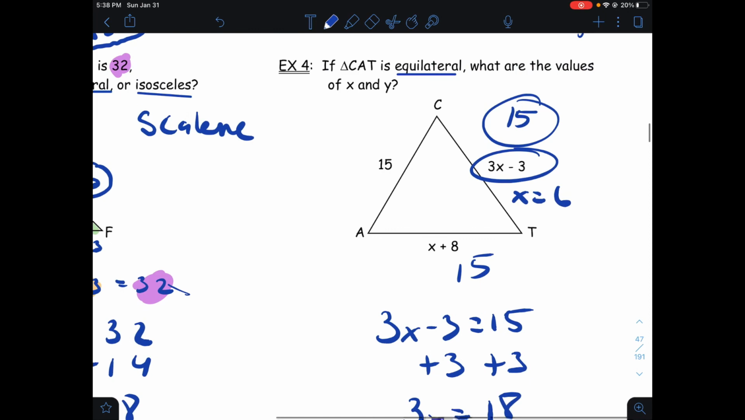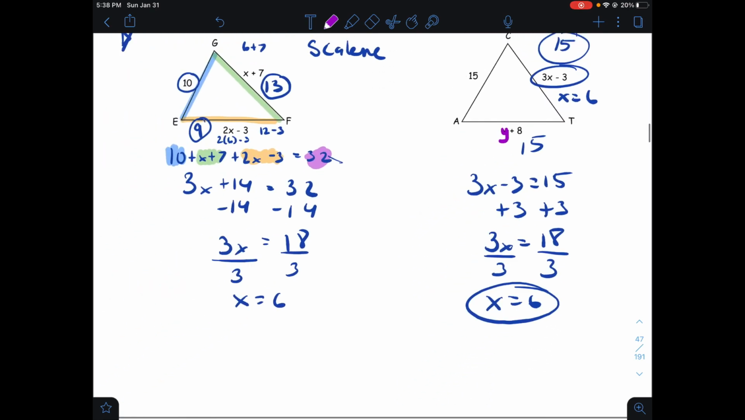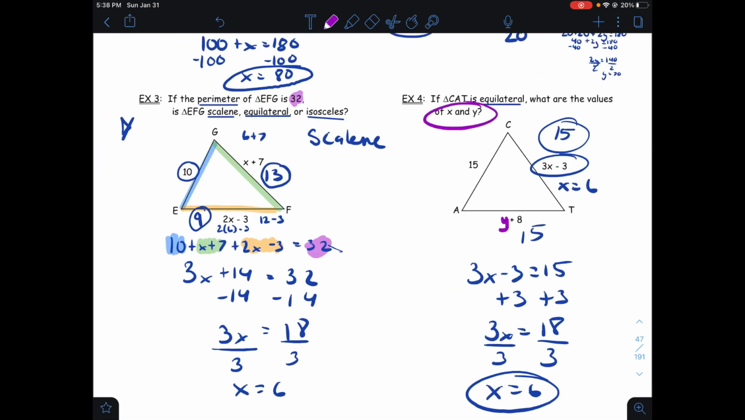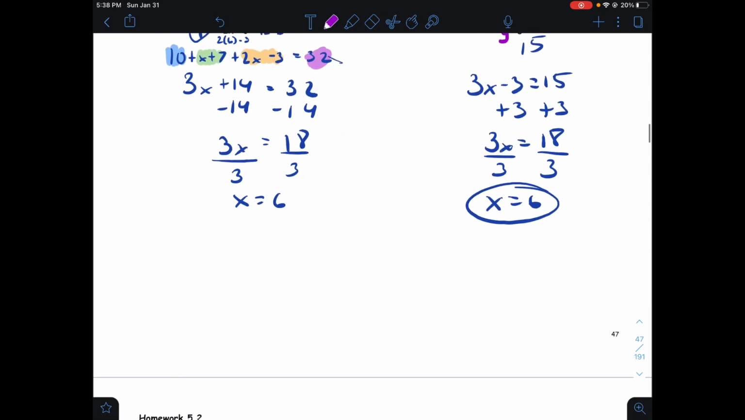Now, I think this other one was supposed to be a y, so maybe on your paper change this to a y, okay? Because they said solve for x and y, and there's only x's. So we'll go ahead and we'll set y plus 8 equal to 15. All right, so we'll do minus 8, and 15 minus 8 is equal to 7. So we get y equals 7.